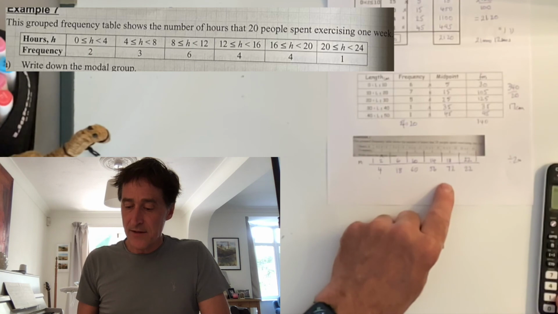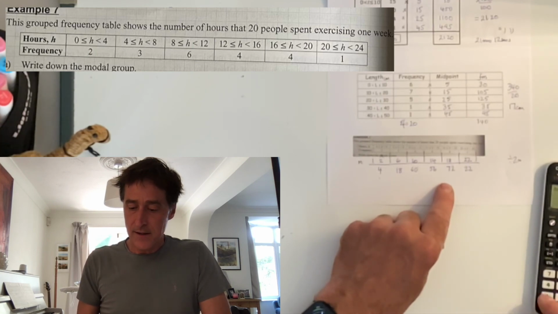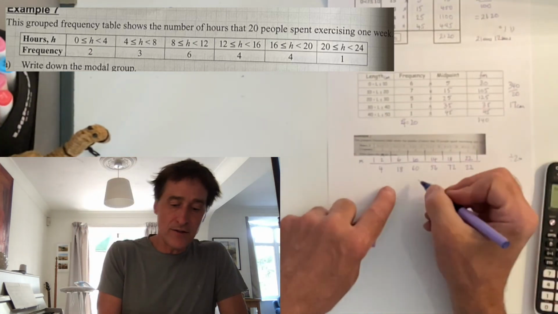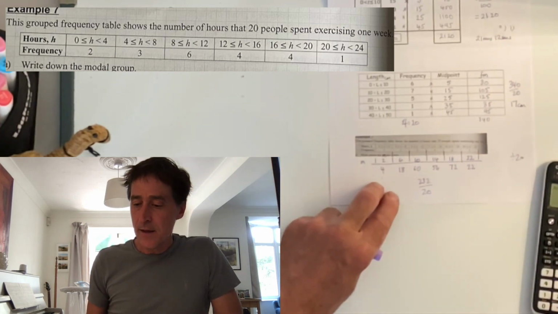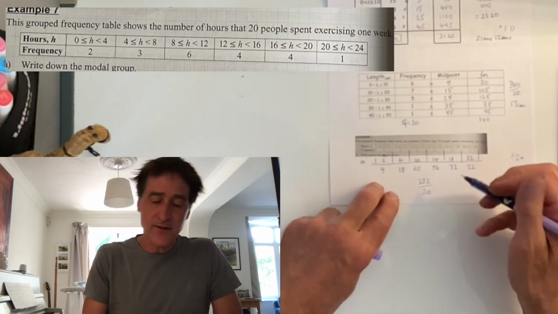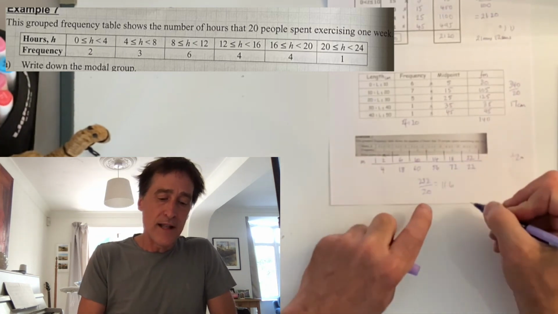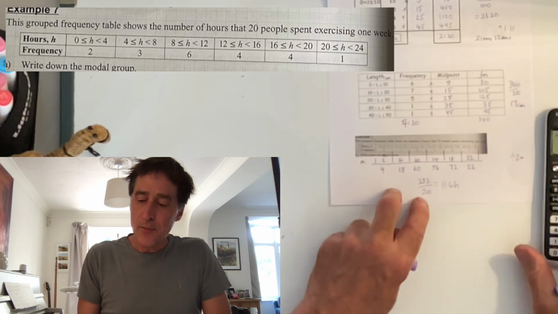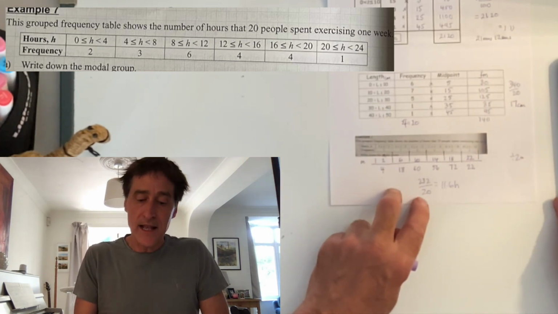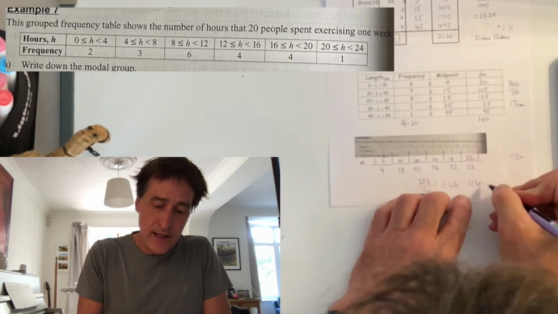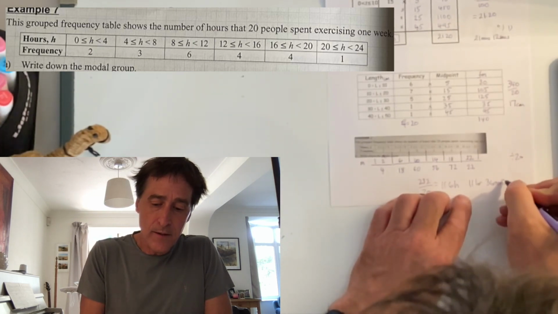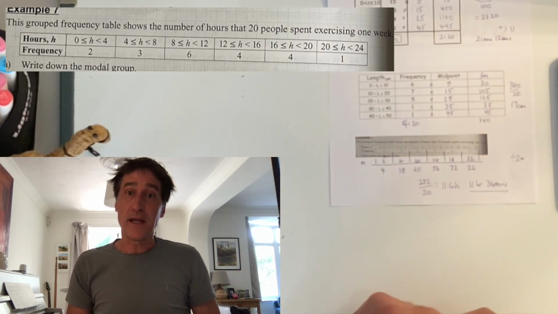I'm going to add to that 22, add the 56, the 60, the 18 and the 4, and I get to 232. Divide that by the 20, and that tells me 11.6. So 11.6 hours. Again, press that button and it says 11 hours 36 minutes. And that's how you estimate the mean from grouped data.